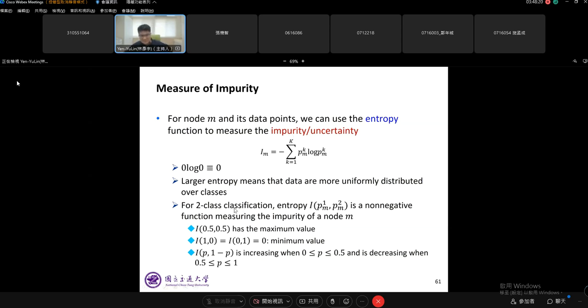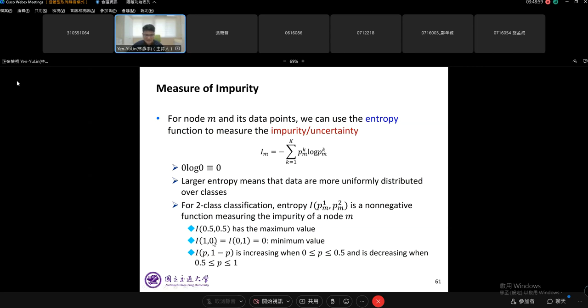Let's look at a particular example for a two-class classification problem. So the entropy is composed of two inputs. For node M, we need to calculate p_m^1 and p_m^2 because there are two possible categories. In one extreme, both categories have probability 0.5. In this situation, I of 0.5 has the maximum value.